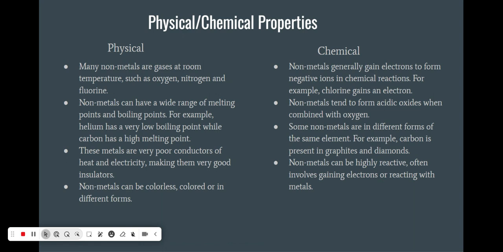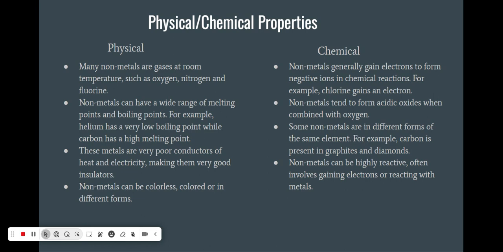Some physical and chemical properties of nonmetals are that many nonmetals are gases at room temperature, such as oxygen, nitrogen, and fluorine. And nonmetals can have a wide range of melting points and boiling points. So, for example, helium has a very low boiling point, while carbon has a very high melting point. These nonmetals are very poor conductors of heat and electricity, making them very good insulators. Nonmetals can be colored, or in different forms.